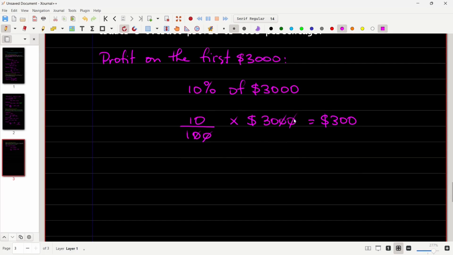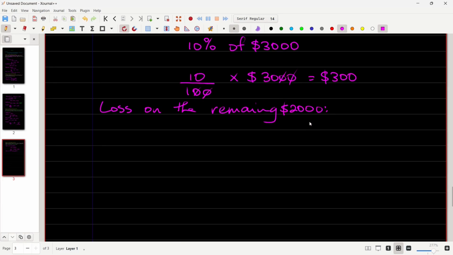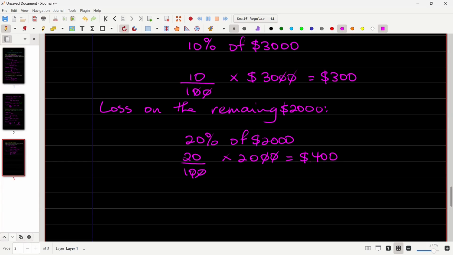Next, we're going to look at the loss he took on the next part. So the loss on the remaining $2,000, and that is ideally 20%. So 20% of $2,000, and we know that is 20 divided by 100 times 2,000, and we have $400. So he lost $400 on this remaining 2,000.